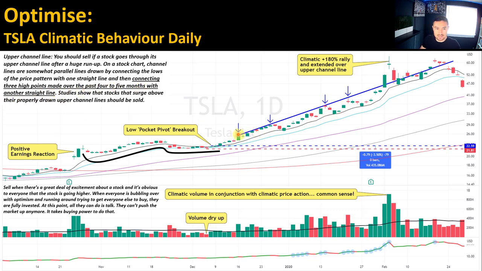So you see Tesla here, okay, this is the upper channel line coming through here. So you have one touch, two touch, three touch, four touch. So here, it is very climactic. Note the really high volume coming through as well. So you're seeing the climactic behavior. The stock has run 180% from its most recent base. See how the 10 EMA on my chart, the black line, just encapsulates this move as well. But it's extended from the channel line.